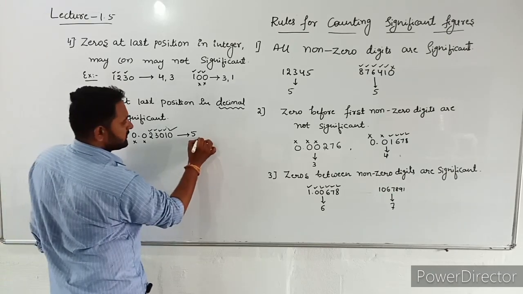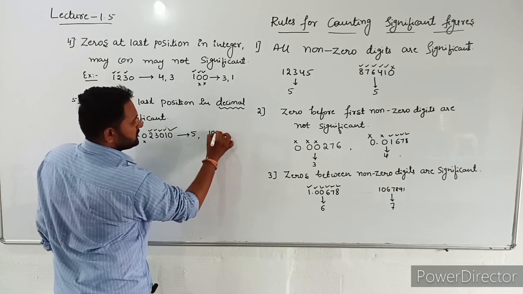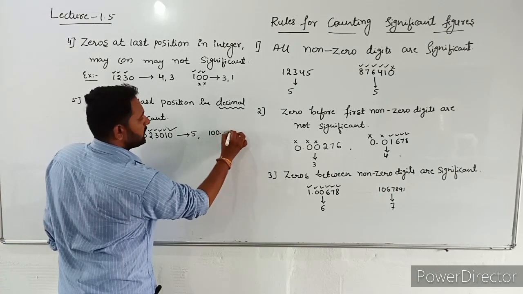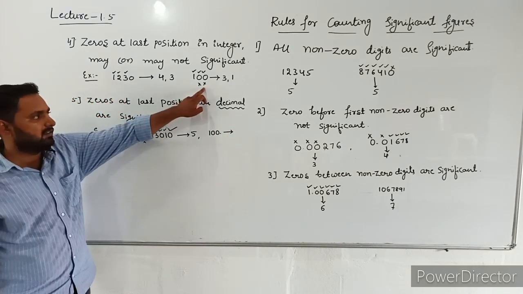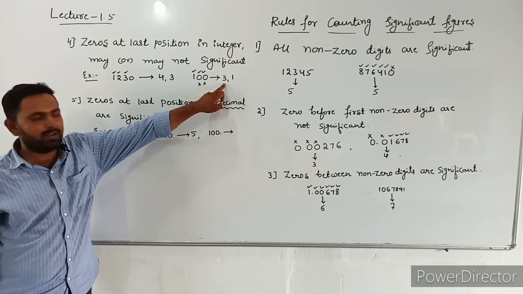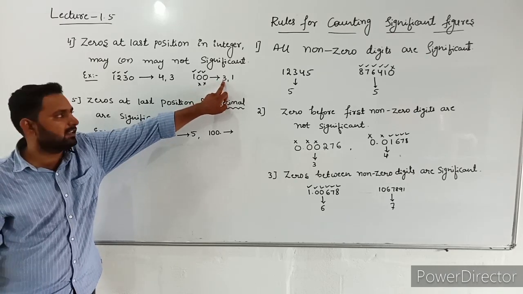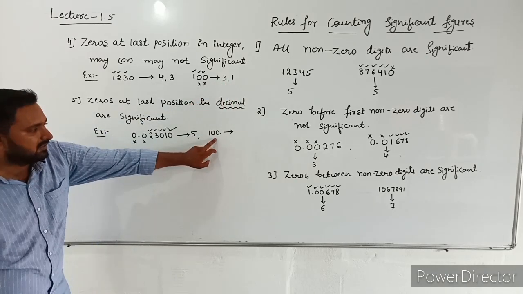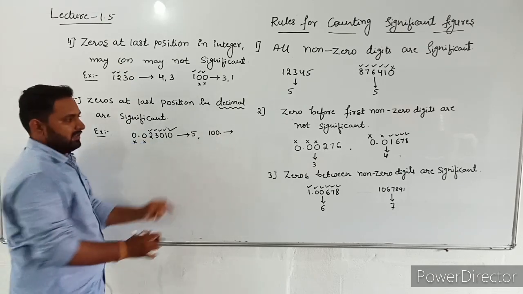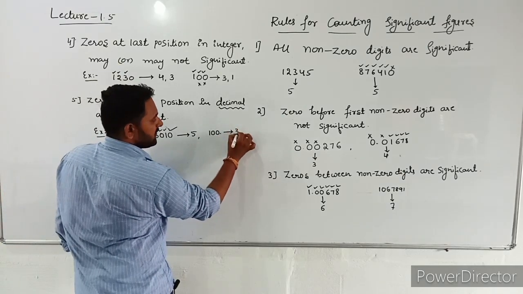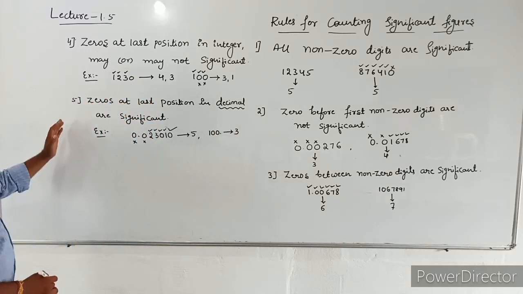Okay, next one more example. 100 point. Now tell me how many significant figures are present? Here 1 or 3. If you consider, 3; if you do not consider, 1. Here there is a decimal point, so you must consider. Then the significant figures are 3. This is the fifth rule.